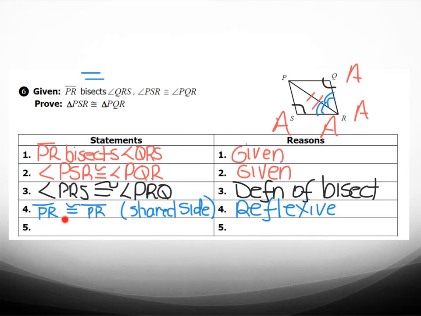Here, PR is congruent to PR. I just can't reiterate enough that that's a shared side. And anytime you have triangles connected by a shared side, it's the reflexive property. So last but not least, we tell why these triangles are congruent. And here you have it. They're congruent because of angle side.